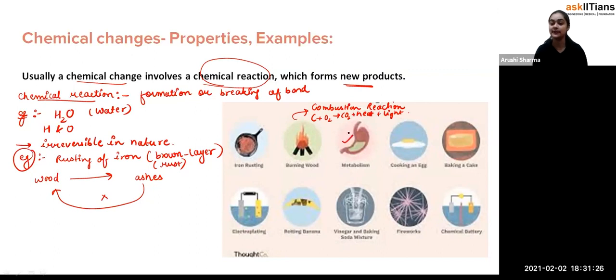Metabolism is the third example. Whenever you are eating food and your food is getting digested, you can't reverse that process.